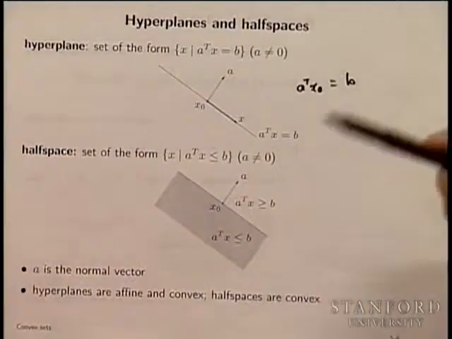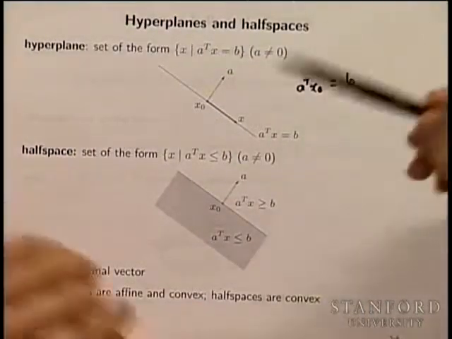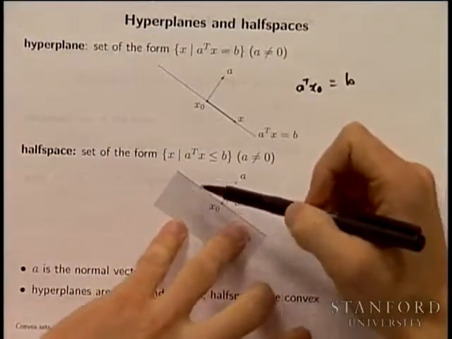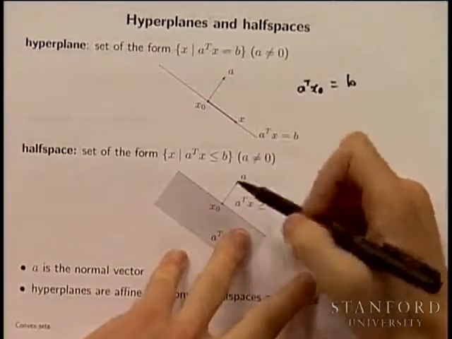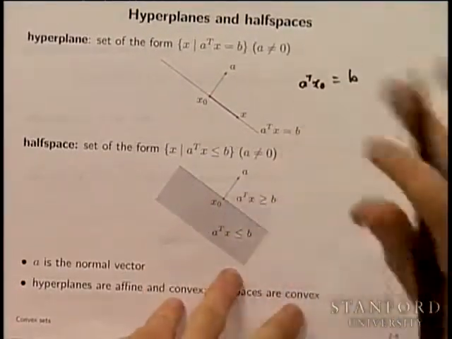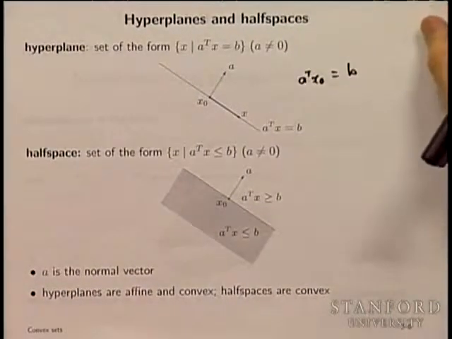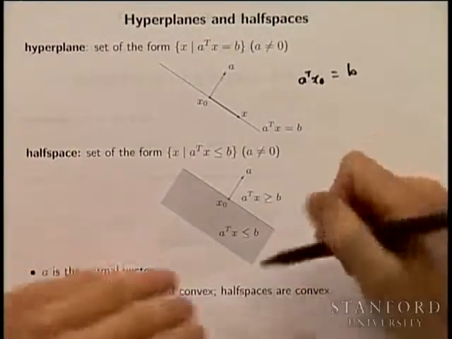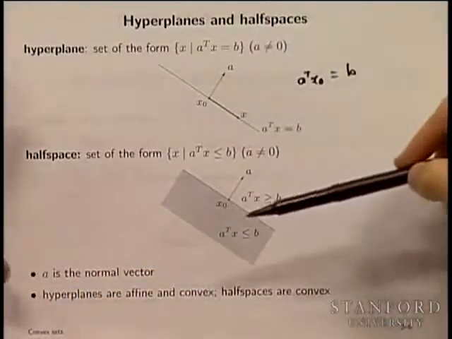A few things. Half spaces are not vector spaces. If it's a vector space, it would be closed under scalar multiplication. That's not going to be the case for a half space. So a half space is not a vector space. And people often get that confused, so don't fall into that trap. It's not a subspace either. So that's a hyperplane and a half space.